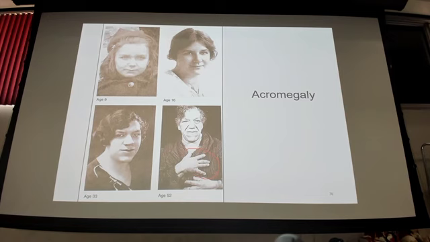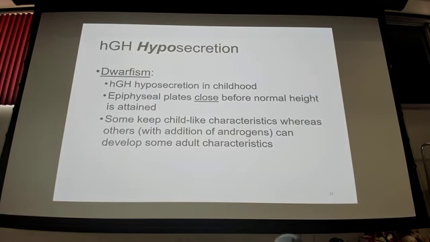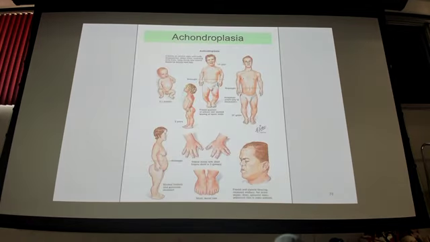And the opposite would be HGH hyposecretion in childhood, and that would be congenital dwarfism, okay? And that is the opposite because in this case, epiphyseal plates close, because HGH is one of the things that helps keep them open during childhood and adolescence for normal physiologic anatomic growth. So if they close prematurely, then patients have a short stature, okay?